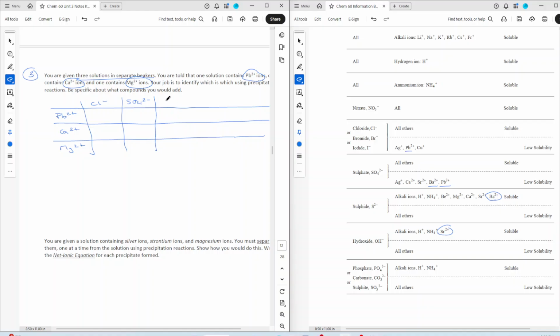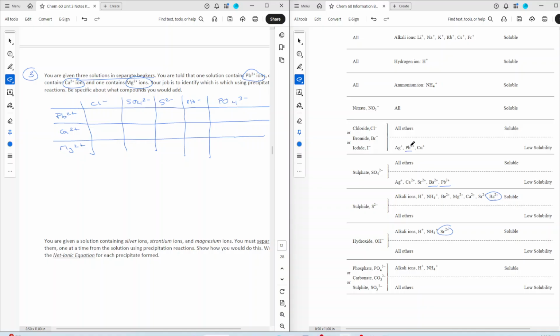And then we've got sulfide. And then hydroxide. And then I'm just going to choose phosphate. Okay, so then I'm going to look to see how each of these react. So I'm going to start with the chloride.